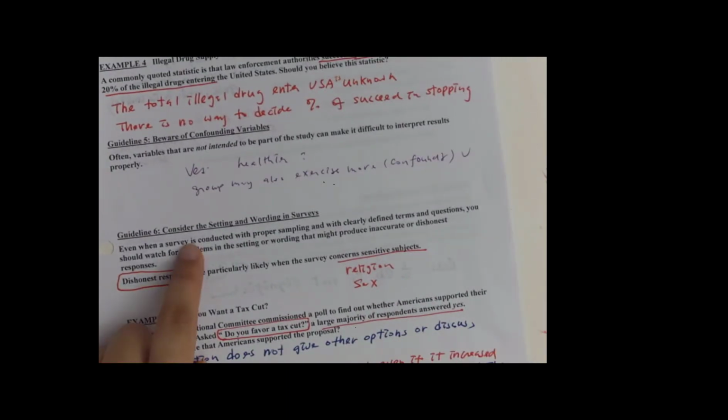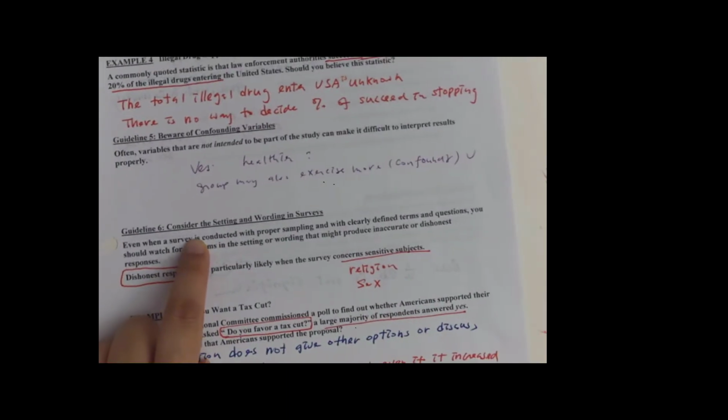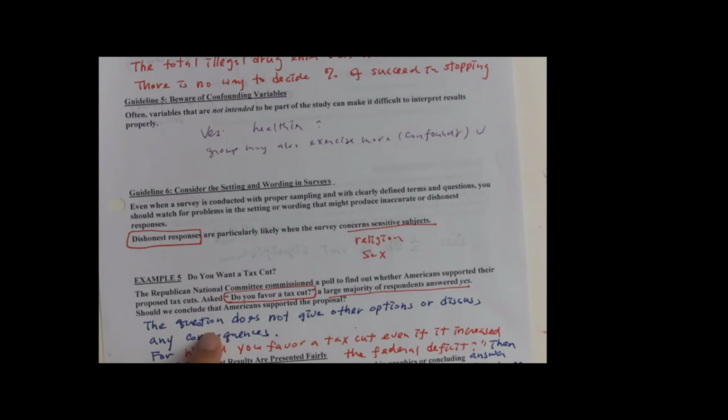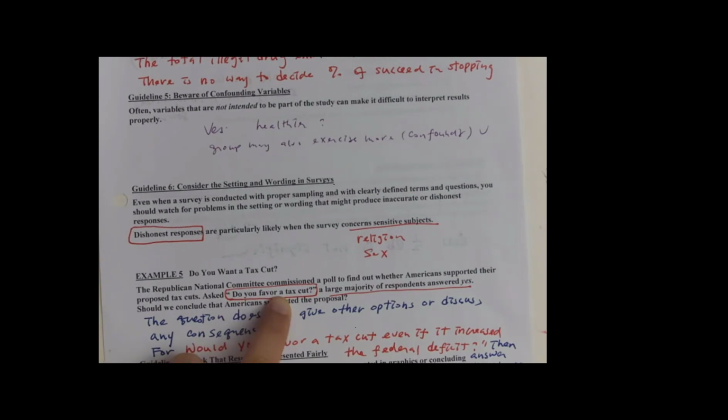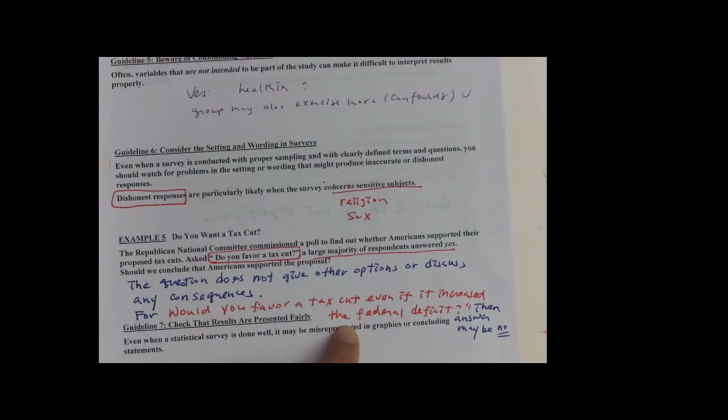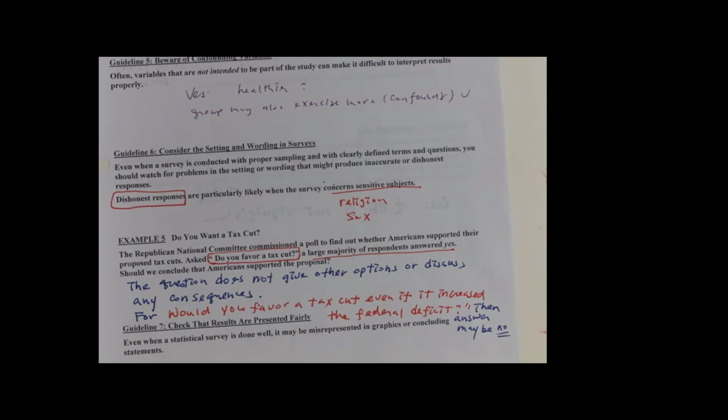And the next guideline would be careful with the wording of the survey. The example we gave you in class is, do you favor a tax cut? If you present it like that, most people will say yes. But if you change the wording a little bit and say, do you want a tax cut if it increased the federal deficit, then it may change some people's answer. So the wording of the question on the survey sometimes is important also.